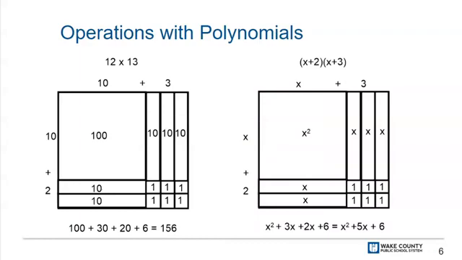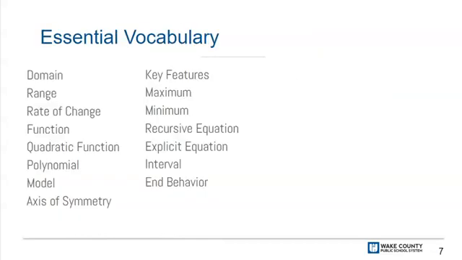In the last 2 lessons, you will practice adding, subtracting, and multiplying polynomials. You will discover that polynomials behave the same way that integers behave when you add, subtract, or multiply them. Here's a list of key vocabulary terms for this unit. Some of these vocabulary terms should already be familiar to you from previous courses.